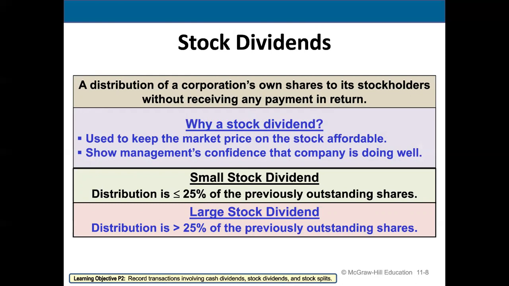Typically there's two different types of stock dividends. One we call a small stock dividend. That's if we're giving out less than or equal to 25% of the previously outstanding shares, because we're actually issuing new shares. And then a large stock dividend would be if we're paying out more than 25% of our previously outstanding shares.